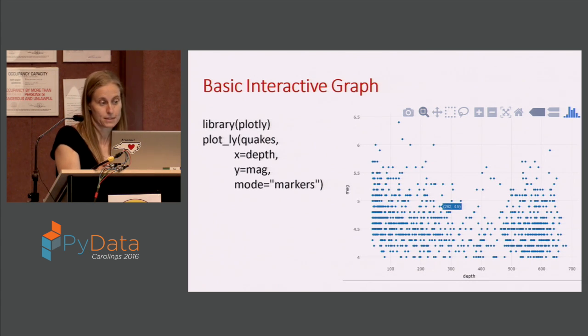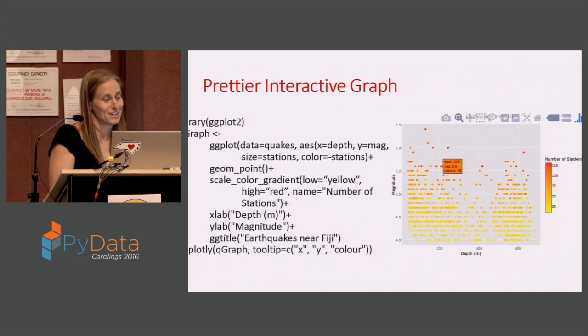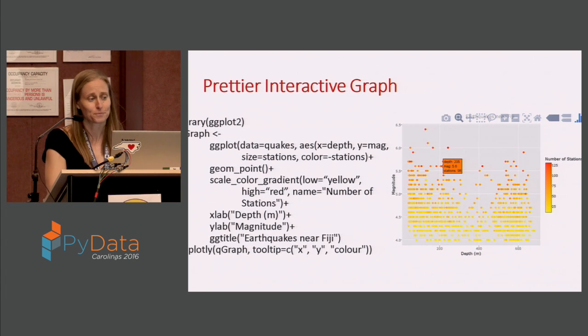But if we want to make it something prettier, something nicer, maybe give it some color, this is where I switch immediately to ggplot, as I use ggplot for most of my plotting. So I'll say, okay, I can make this prettier with ggplot. I can use ggplot to give it its data, its aesthetic, and its geom. I can add my own colored gradient scale, add some labels, x and y labels, a title, and then wrap it with this ggplotly command.